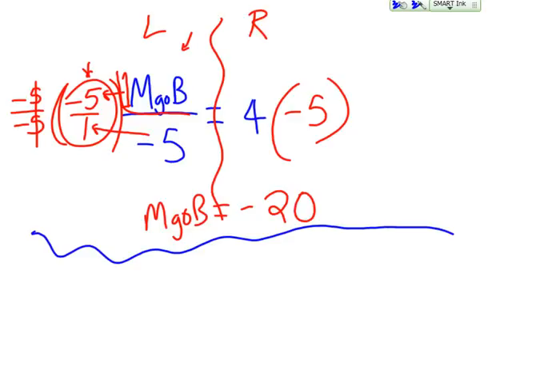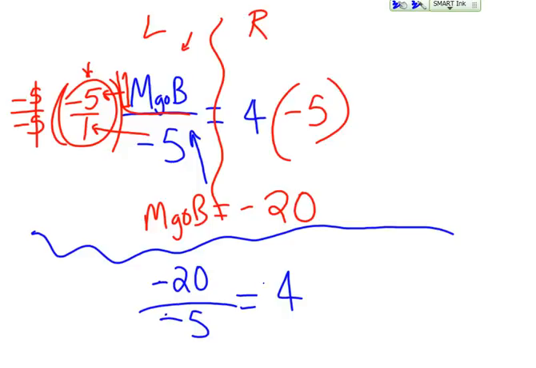So MGO blue is actually equal to -20, and I'm plugging it in up here, just rewriting it down here, over a -5, and we're saying that that is equal to 4. Is that the case? The negative divided by a negative is positive, and this is positive, so that's good. And then 20 divided by 5 is 4, so we are good. Everybody's happy, and we're going to get an A on our quiz.